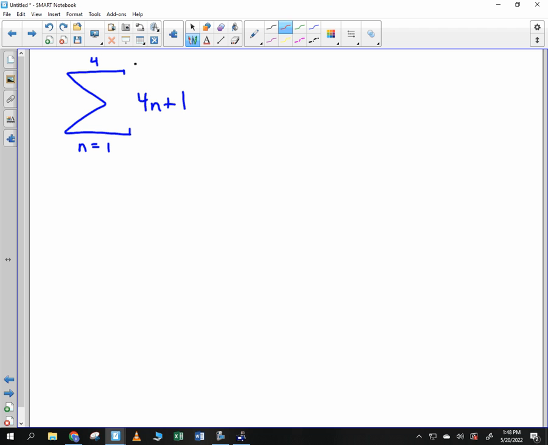Okay, Avery, can you tell us what you expanded this to be? Very good. So, where did she get the 5? She plugged in 1. 4 times 1 is 4 plus 1 is 5. Where did she get the 9? She plugged in 2. 4 times 2 is 8 plus 1 is 9. Where did she get the 13? She plugged in 3. 4 times 3 is 12 plus 1 is 13.